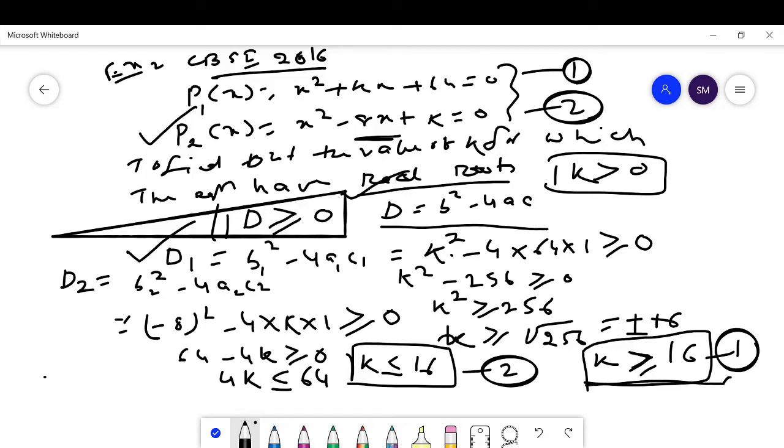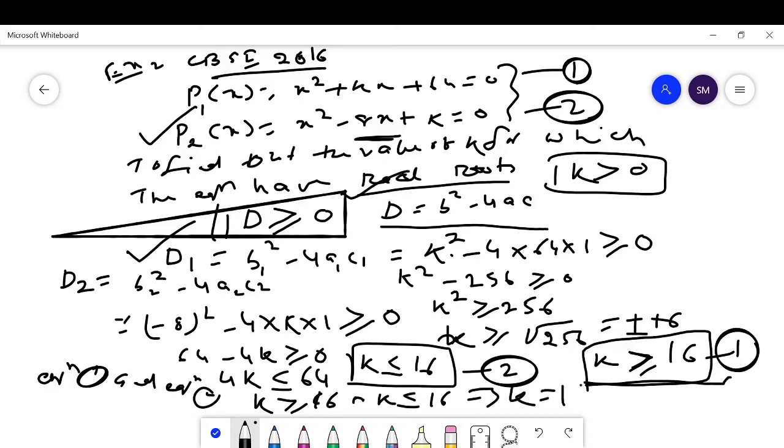From equation 1 and 2, we come to the conclusion that k is greater than or equal to 16 and k is less than or equal to 16, which implies k is equal to 16. For the value of k equal to 16, both the quadratic equations, equation 1 and equation 2, have real roots. Then next question.